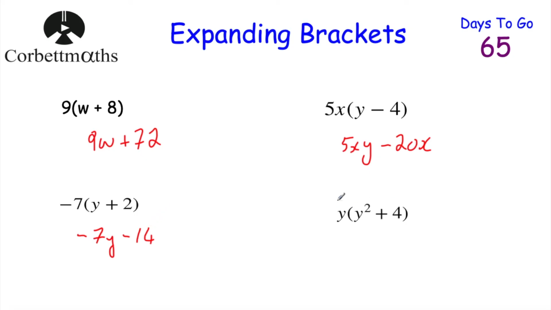Okay, let's have a look at our last one. y bracket y squared plus 4. So we need to multiply both of these terms by y. Well, y multiplied by y squared, that would be y cubed, because you'd have y times y times y. And then we've got plus, and then we've got y times 4, then just put them together would be 4y. And that's it. So if you expanded those and you got them right, well done.